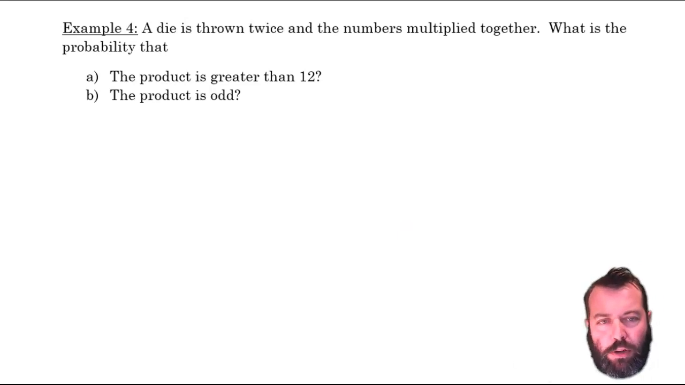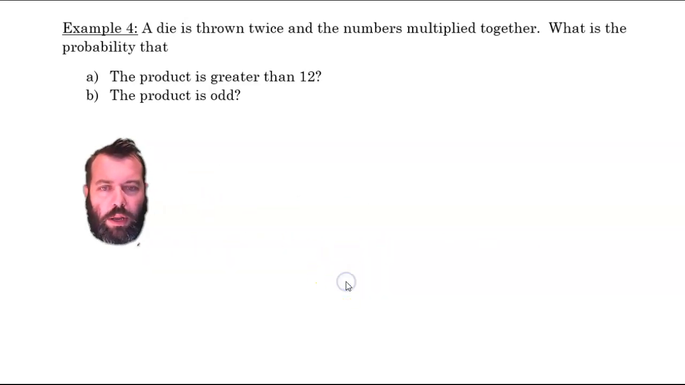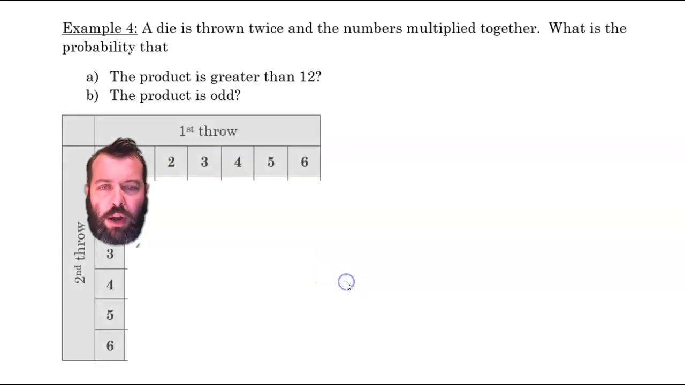I take a die, I throw it twice, and I multiply the numbers together. I want to know the probability that the product of those numbers is greater than 12, and also the probability that the product is odd. So what we're going to do is draw up a table.